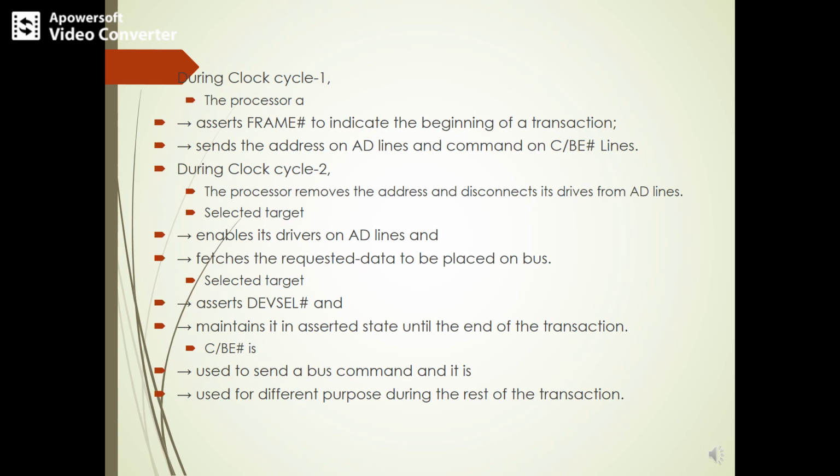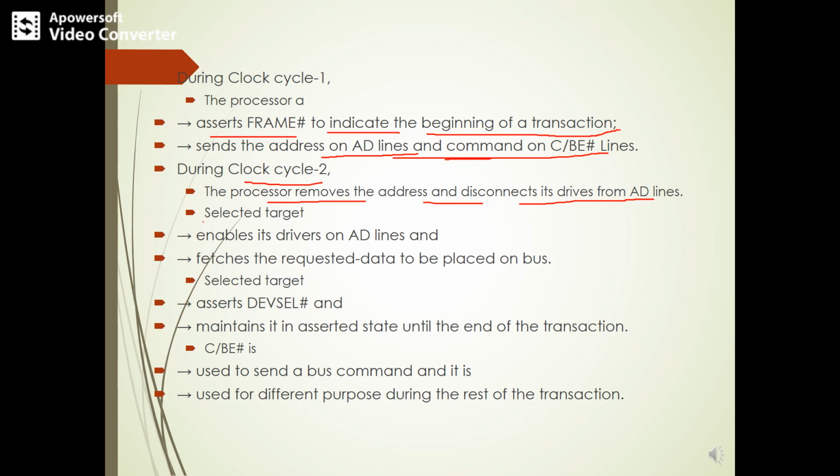Now, during clock cycle 1, the processor asserts FRAME to indicate the beginning of a transaction. That means the transaction is nothing but initiation, specification of address and data transfer, which sends the address on the address lines and commands on the command lines, that is the C/BE lines. During clock cycle 2, the processor removes the address and disconnects its drivers from the address lines.